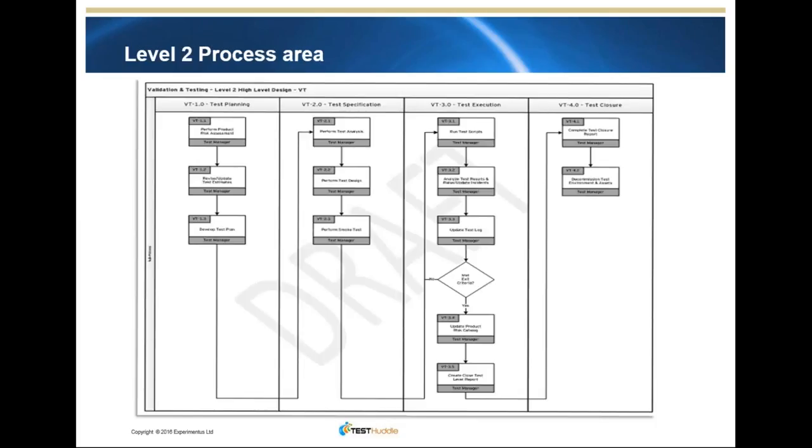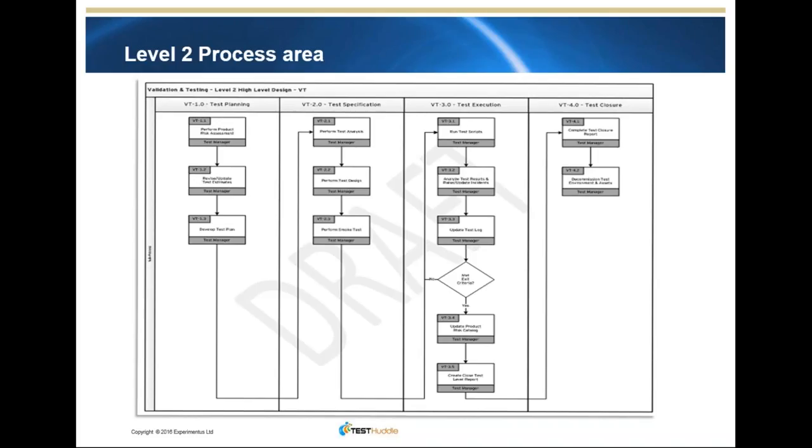Now, a level two process is, in fact, in this instance, a level one and a level two process. So interestingly, when I said earlier on that a level one process was a sub-process definition, hopefully you can all see the screen, and just below where it says validation and testing, level two, high level design, you'll see four boxes: VT1, test planning, VT2, test specification, VT3, test execution, and VT4, test closure. Those four items are, in fact, level one definition. So it's the key process silos, for want of a better word, within your process.